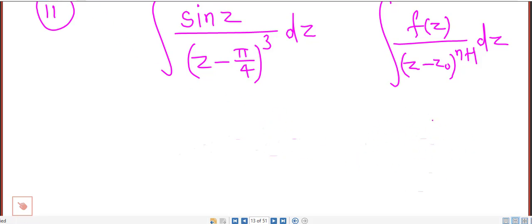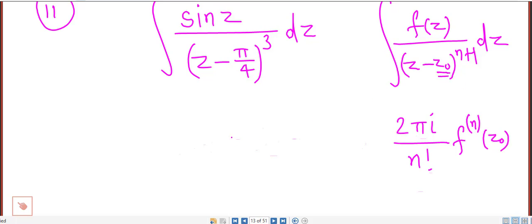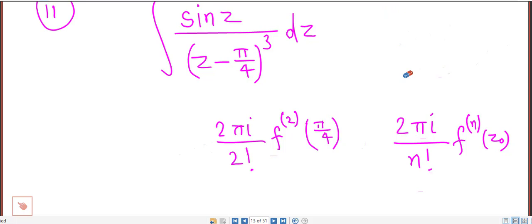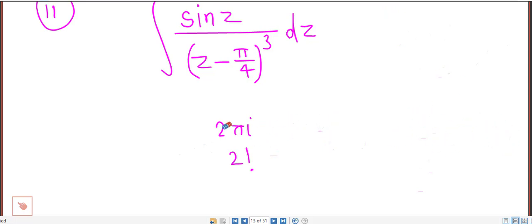is by Cauchy integral formula. This value is 2 pi I over n factorial, nth derivative at point z0. So here we have 2 pi I divided by 2 factorial and the second derivative at point pi by 4. So we have to write down all these things systematically, but this is the way we can think that this is the problem of Cauchy integral formula.